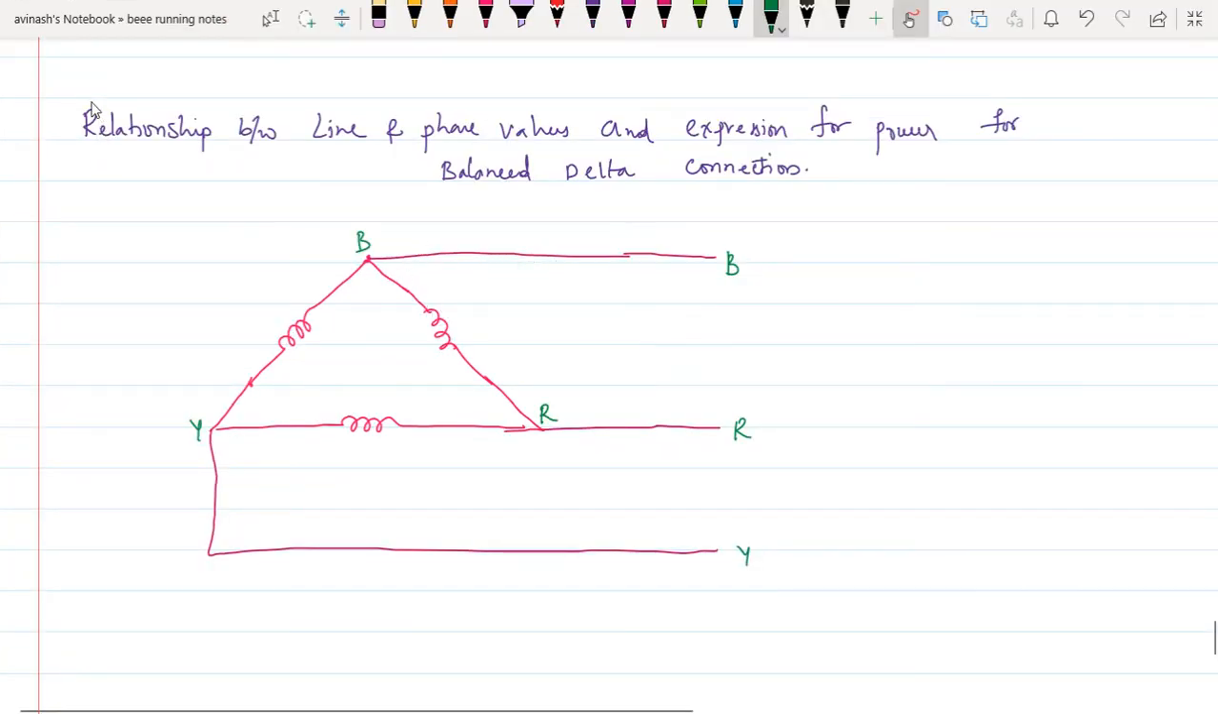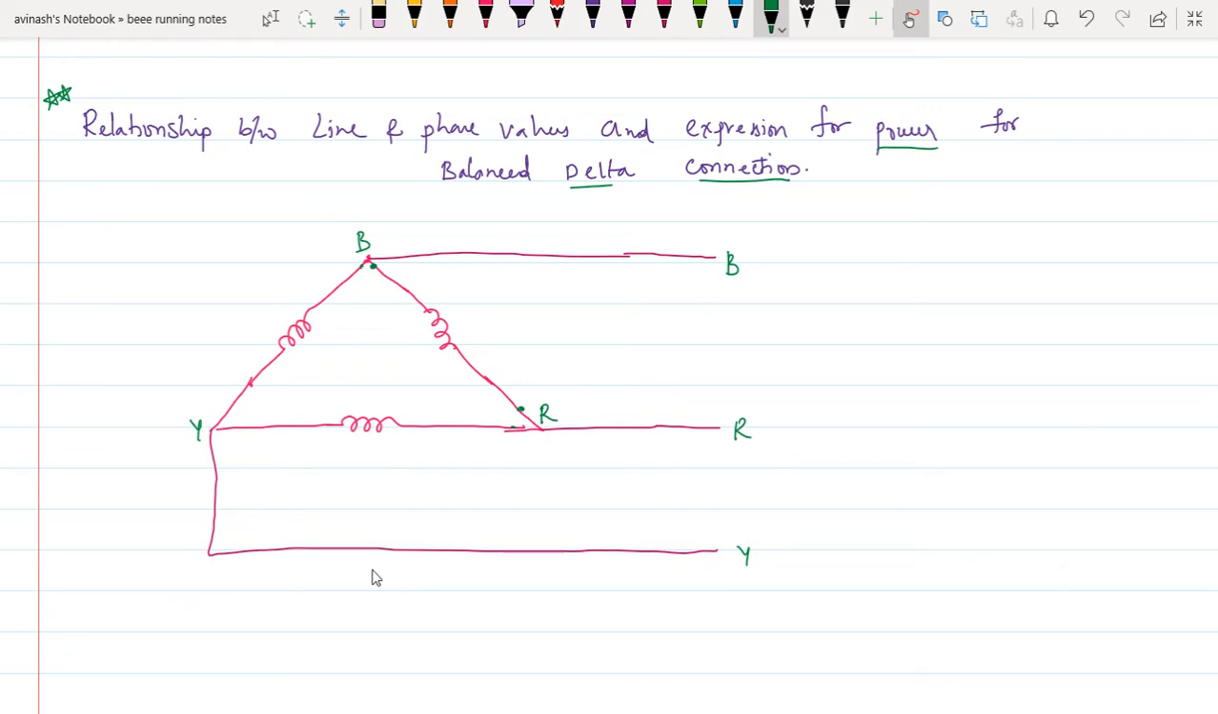Hello students, the most important topic we will discuss is the relationship between line and phase values and the expression for power for a balanced delta connection. You can see this figure. This is the delta connection load with R, Y, B. If you observe this point, the starting end of the first coil is connected to the finishing end of another coil, and the finishing end is connected to the starting end of another coil.